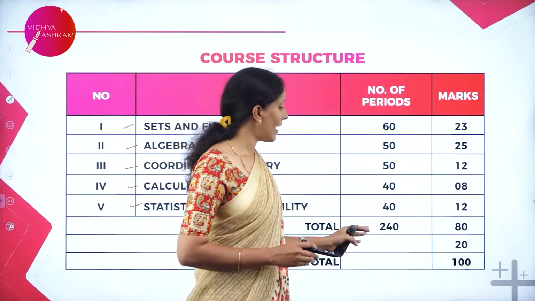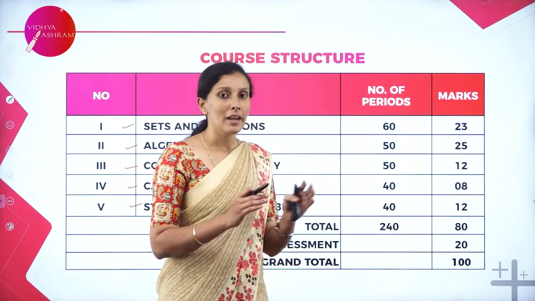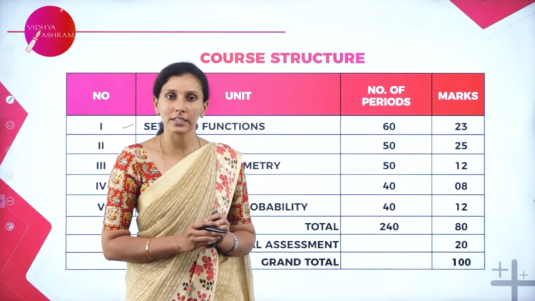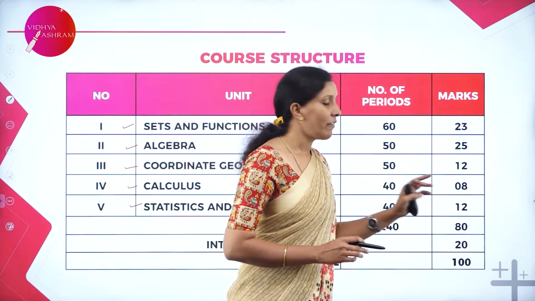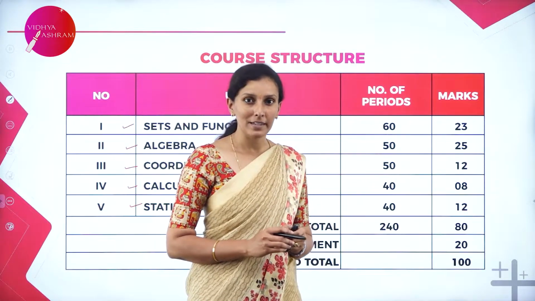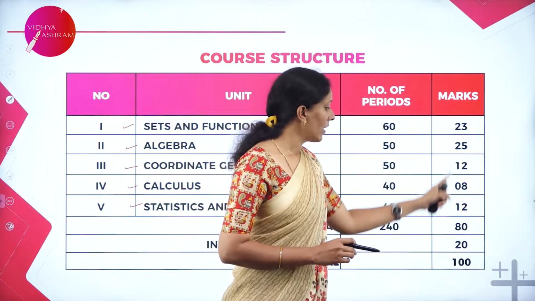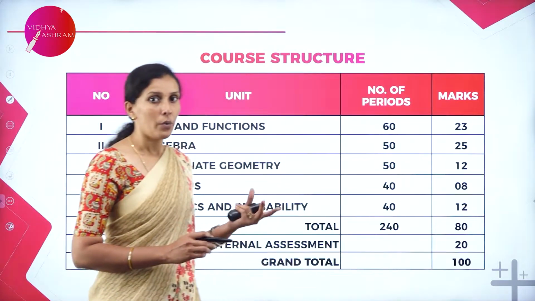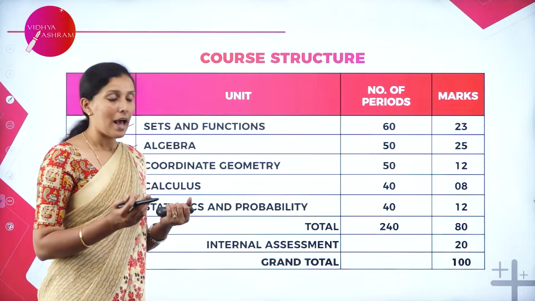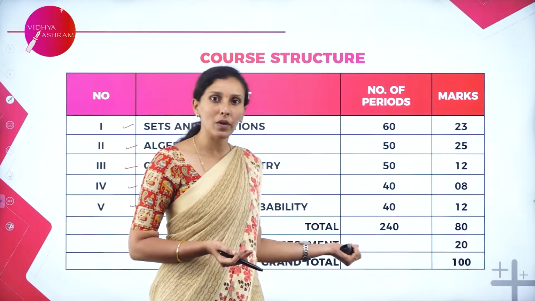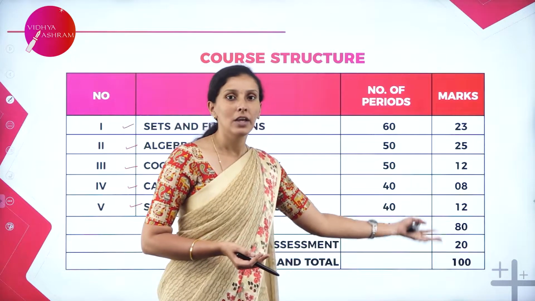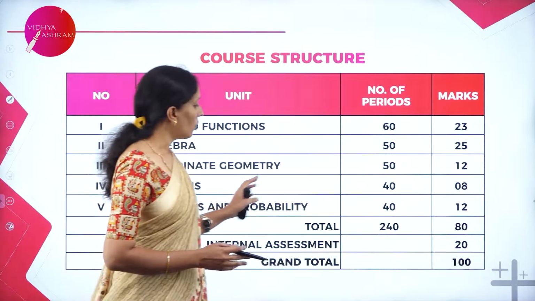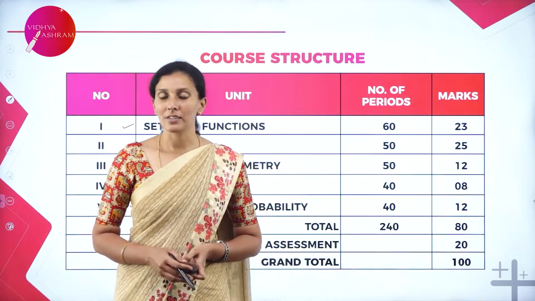So an average of 240 periods are required to teach the entire 5 units in mathematics, and your final examination question paper will be set for 80 marks and hence overall you will get 80 marks from these units. Whereas what about the other 20 marks? As usual, internal assessment will be for 20 marks. Thus, you will add it to the 80 marks and the total overall marks for the subject mathematics is 100.